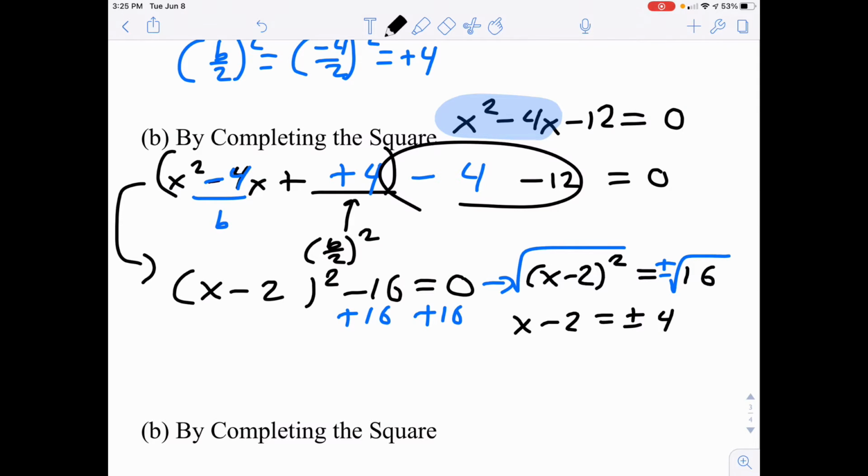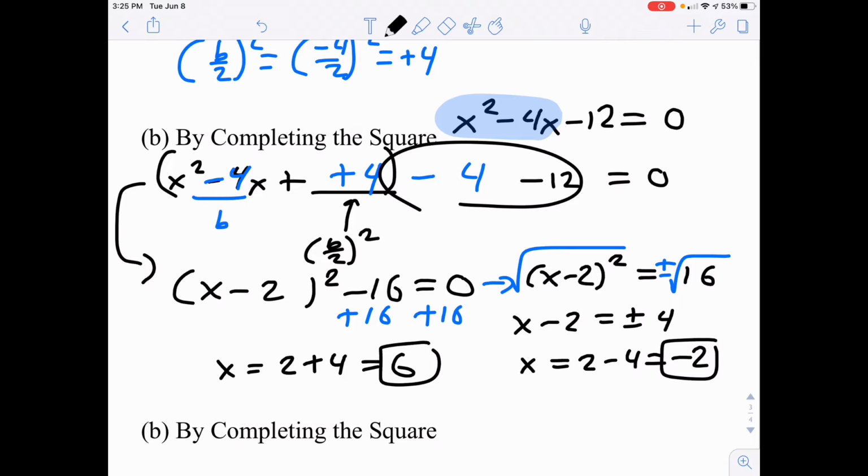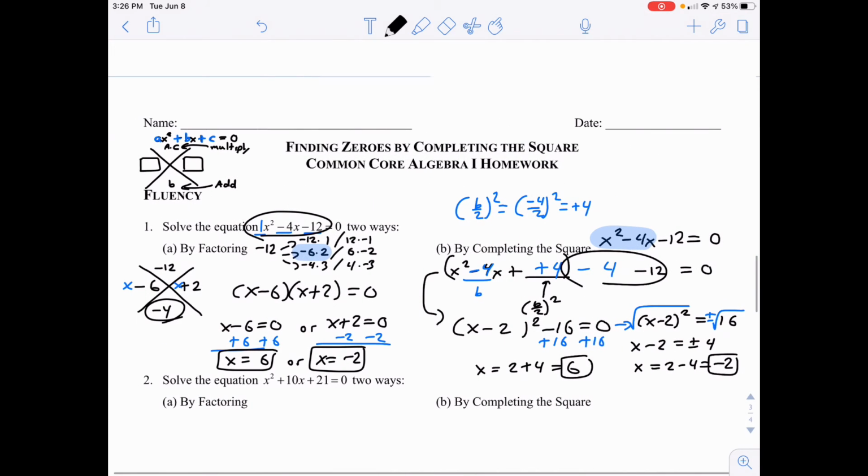So adding the 2 to both sides, we get x is equal to 2 plus 4, which is 6, and x is equal to 2 minus 4, which is negative 2. Those are our 2 solutions for this equation. And you'll notice we got them 2 different ways.